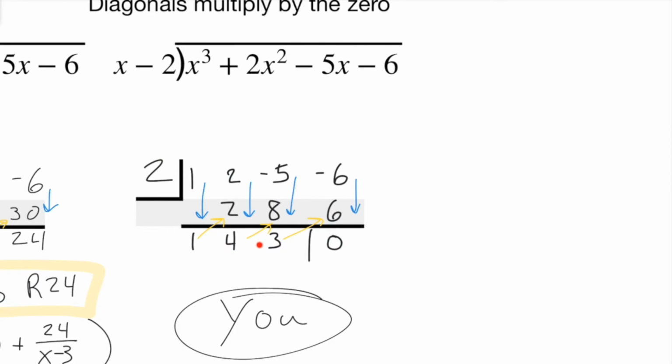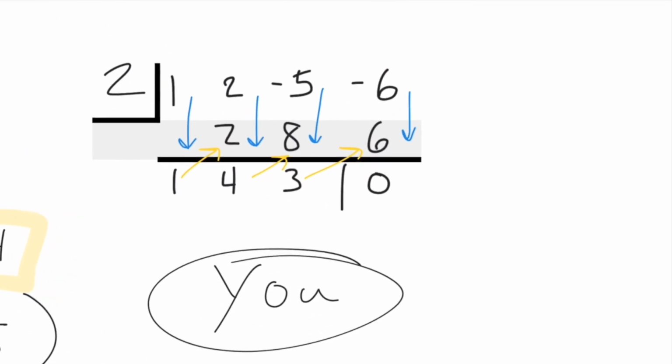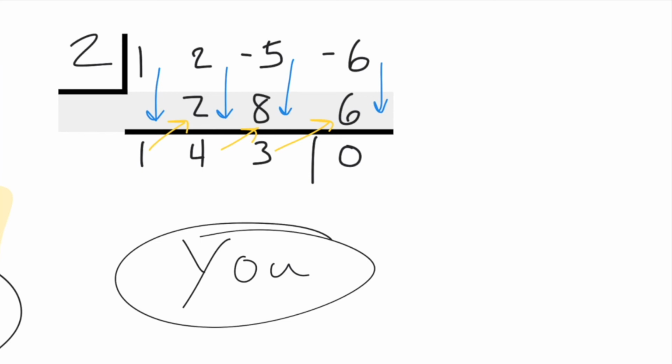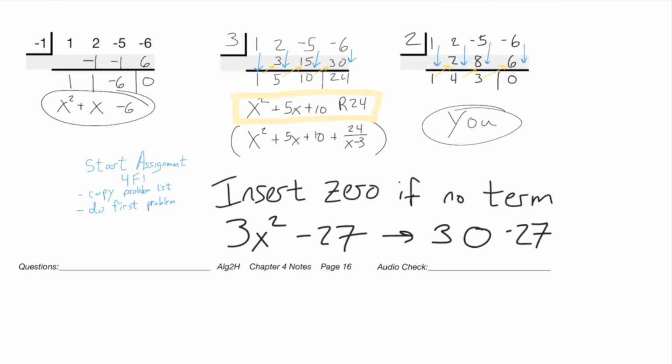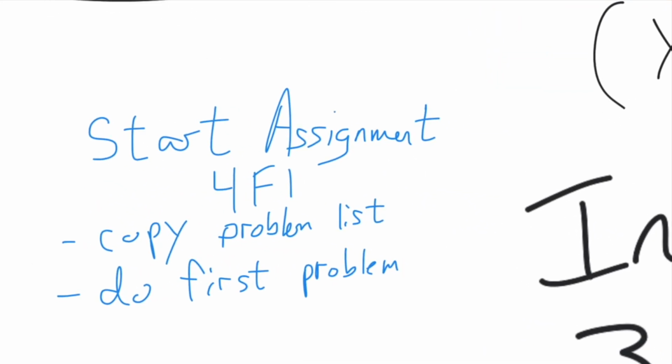I would like you right now to translate this polynomial, just like President Jimmy Carter learned how to do when he was taking Algebra 2. Jimmy Carter learned how to translate polynomial division, synthetic division, into polynomials, and I'd like you to do that right now also. So just like we translated this into this, I would like you to translate this into something on your notes, and I would like you to then start assignment 4F1. Copy the problem list and do the first problem. I will see you in class.